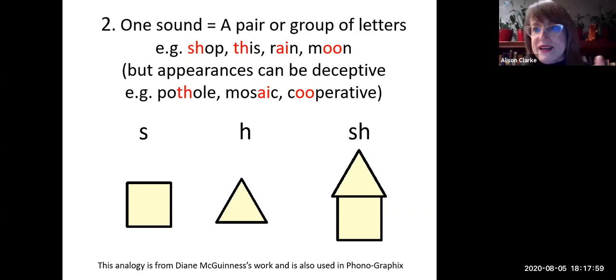And these analogies are from Professor Diane McGuinness's work. I've got her lovely book, Why Children Can't Read. It was one of the first things I read and I went, this is what's happening with the kids I work with.